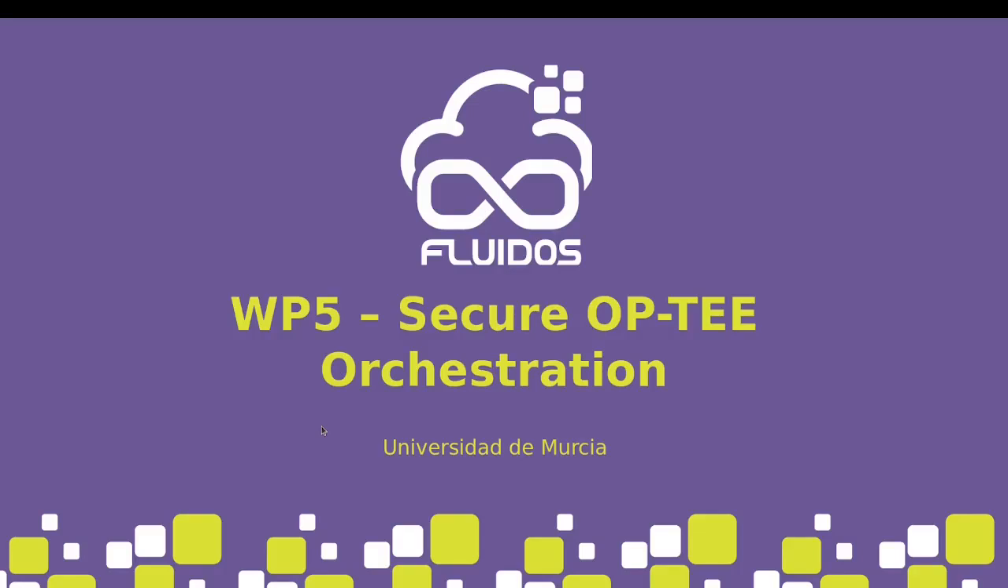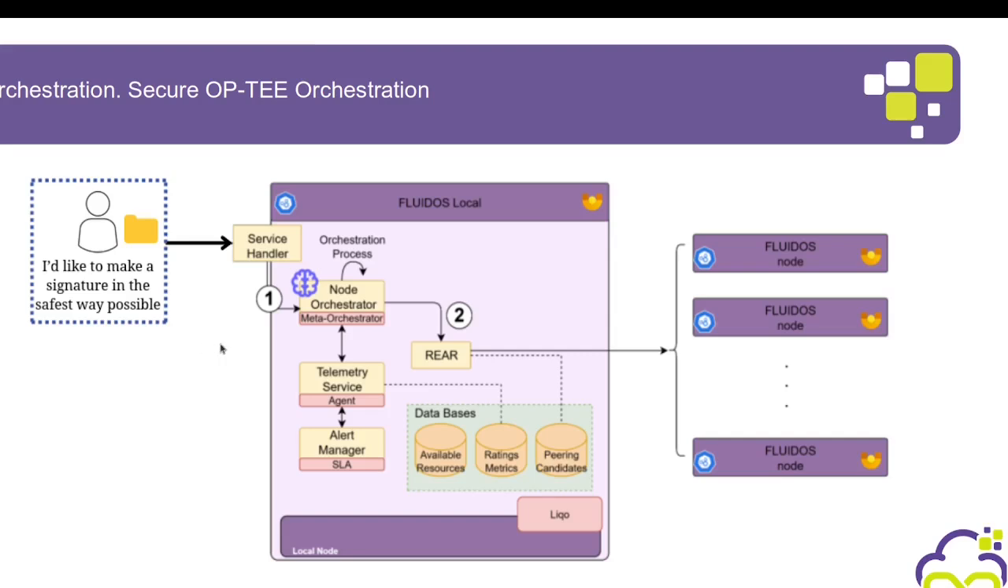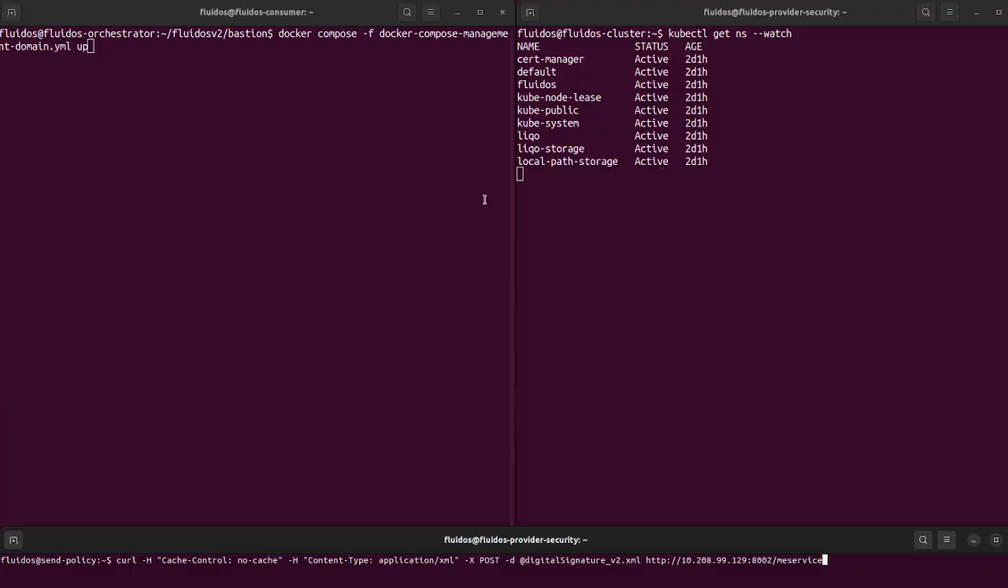Hello, in this demonstration we will show how to perform secure cryptographic tasks in FLUIDOS using services available on the platform. In this case, OPTEE. In this diagram, the local FLUIDOS node receives the intent but lacks OPTEE capability. The orchestrator detects this and queries the REAR to discover suitable candidates. Let's see how this works in a real scenario.